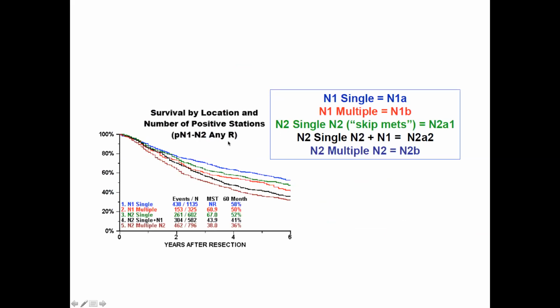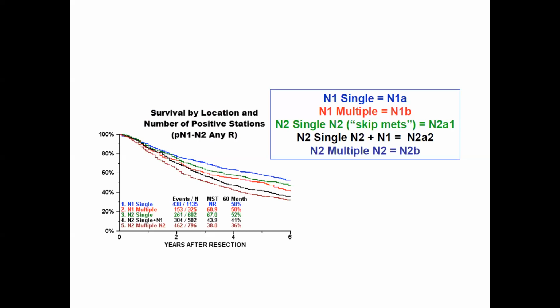Coming back to the subdivisions that we've talked about, again, almost a 60% survival for the single N1, the N1A. If we have multiple N1s, that drops down significantly lower. We're down to about 50%. It's about the same as a single station N2.